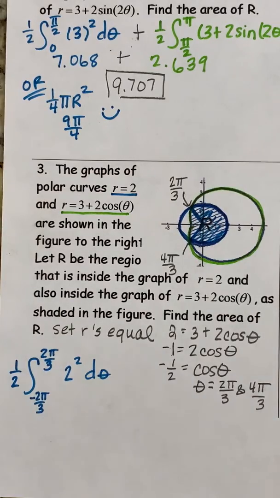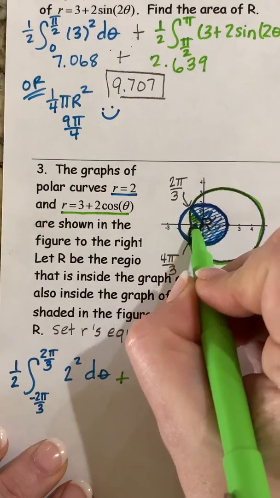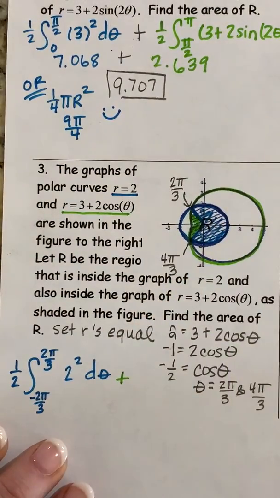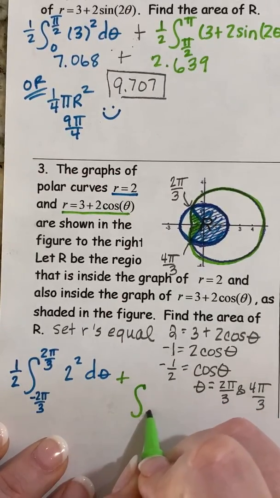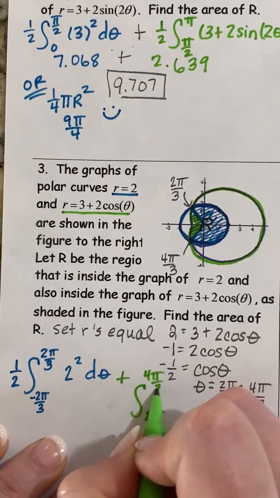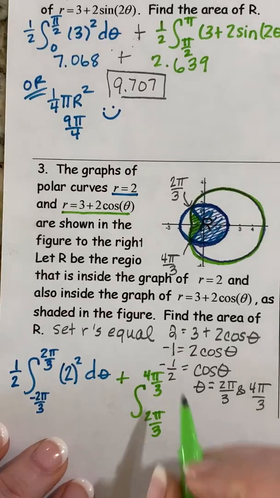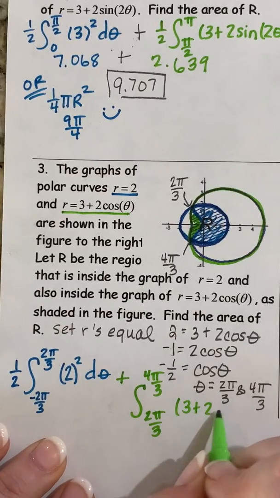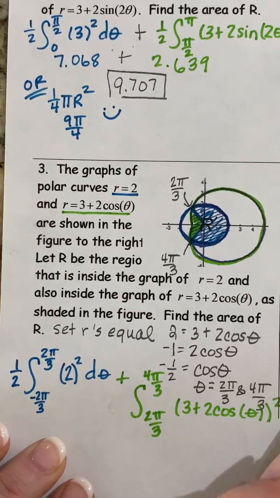I'm going to add that to this little piece here, which is the piece of the cardioid. That is from 2 pi over 3 to 4 pi over 3, plus the integral from 2 pi over 3 to 4 pi over 3 of that cardioid, which was 3 plus 2 cosine of theta squared d theta.